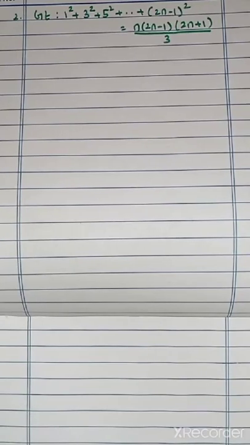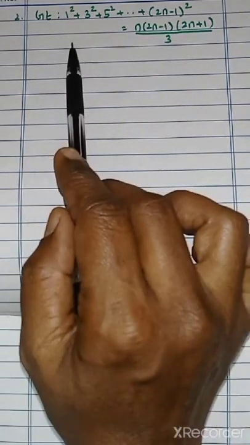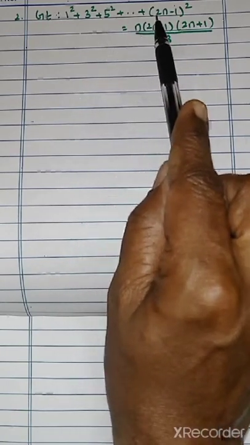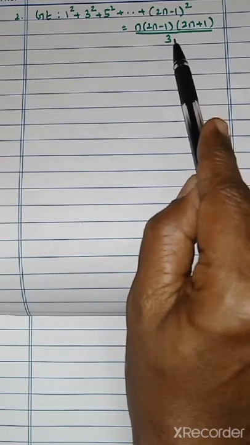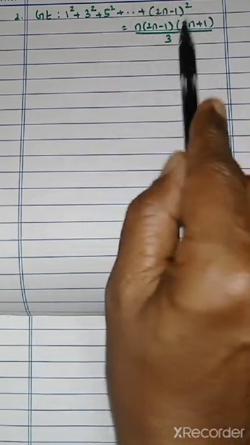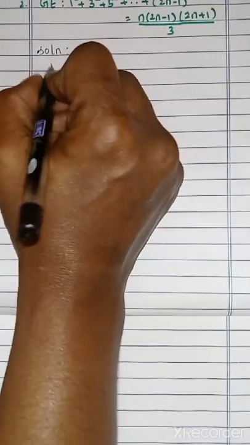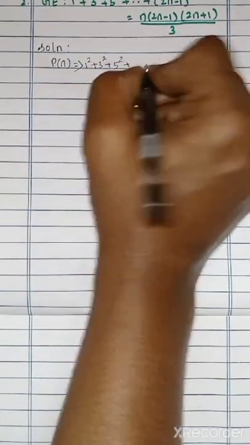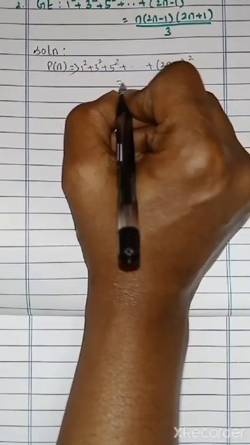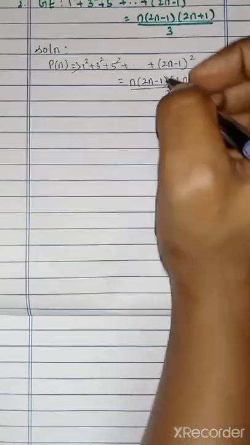Second question: by the principle of mathematical induction, prove that for n greater than or equal to 1, 1 square plus 3 square plus 5 square, etc., up to 2n minus 1 the whole square, equal to n into 2n minus 1 into 2n plus 1, divided by 3. So this is your result, and we are going to prove this by using mathematical induction. Now tell me, what is your first step? The first step is, whatever the question is given, we have to take it as P of n, correct? P of n implies the whole question: 1 square, 3 square, 5 square, etc., up to 2n minus 1 the whole square equal to n into 2n minus 1, 2n plus 1, whole divided by 3.